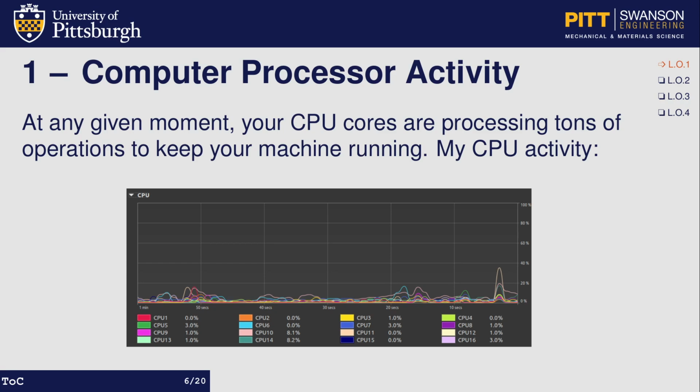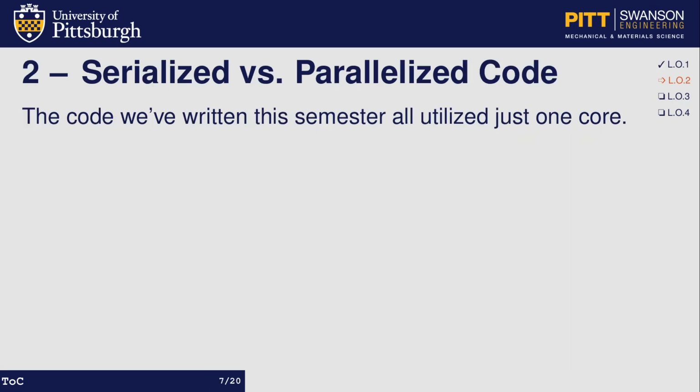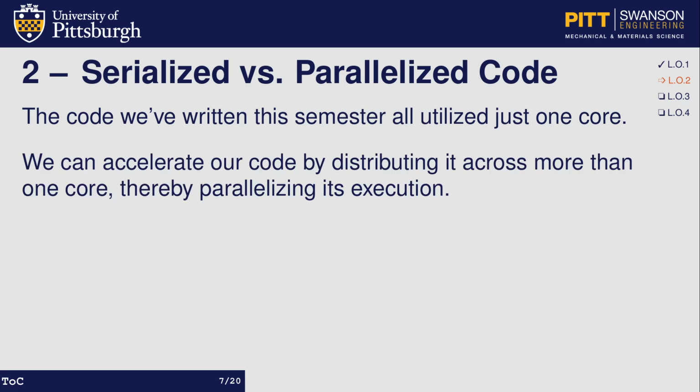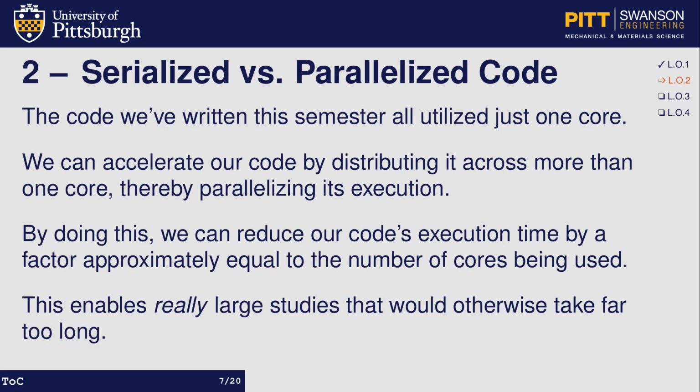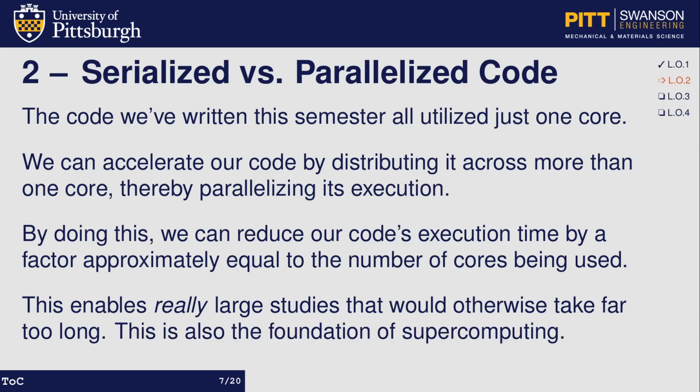You can see a graph of the activity for all of the different cores doing their operations. Now, the code that we have written this semester all utilized just one core. We can accelerate our code by distributing it across more than one core, thereby parallelizing its execution. By doing this, we can reduce our code's execution time by a factor approximately equal to the number of cores being used. This enables really large studies that would otherwise take far too long. This is also the foundation of supercomputing, incidentally.